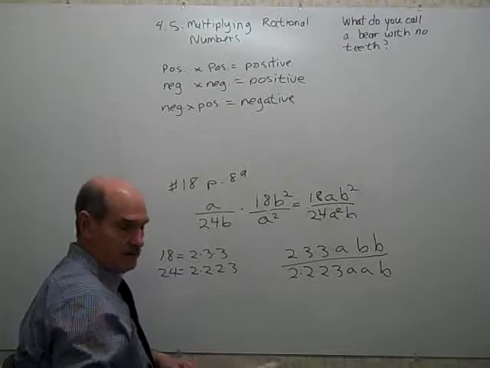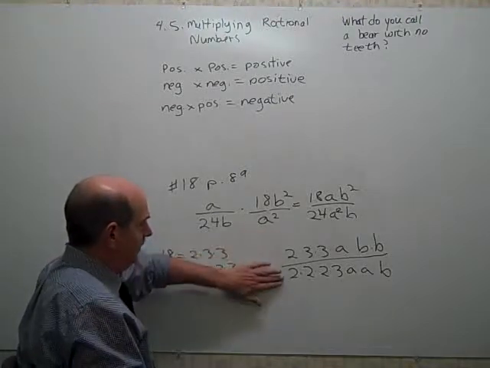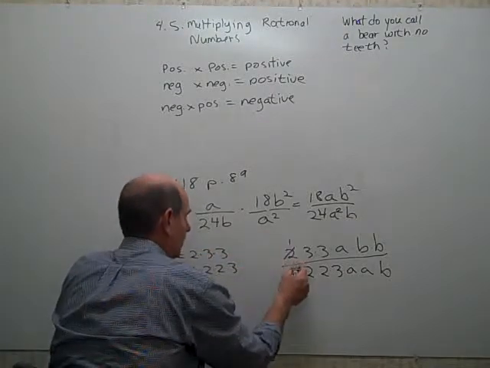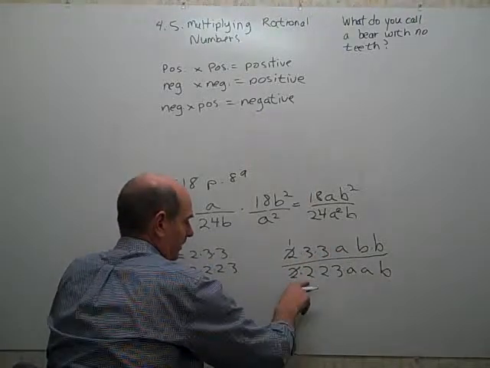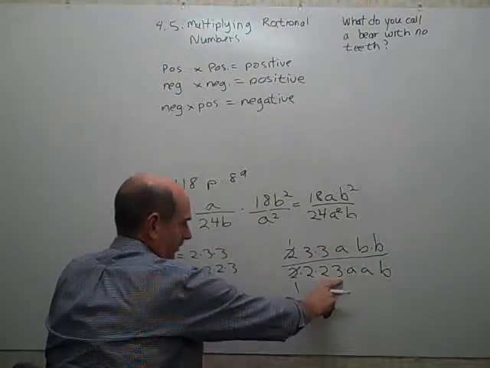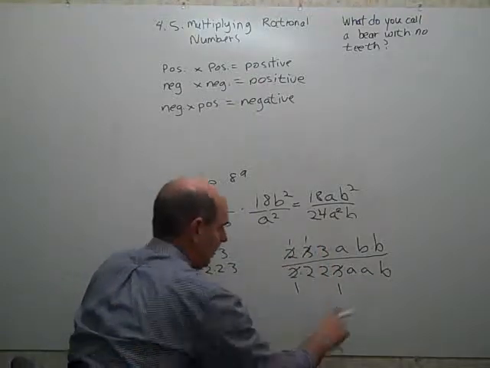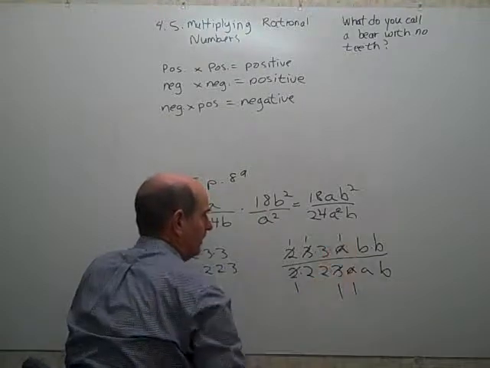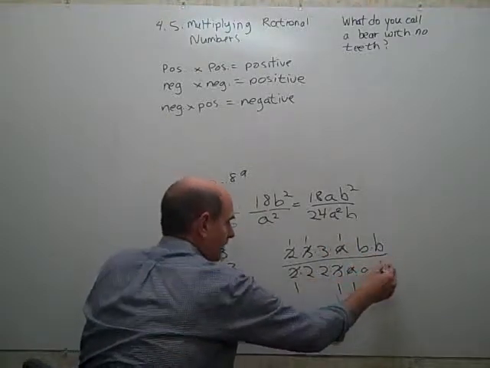Now I can start looking for factors that are in the numerator and in the denominator. Well, here's a 2 here and a 2 here. Cancel them off. No more 2's up here, so I can't do anything here. I can divide by 3 and divide by 3 here. I can divide by a here and divide by a here. No more a's in the numerator, but they do share a b.